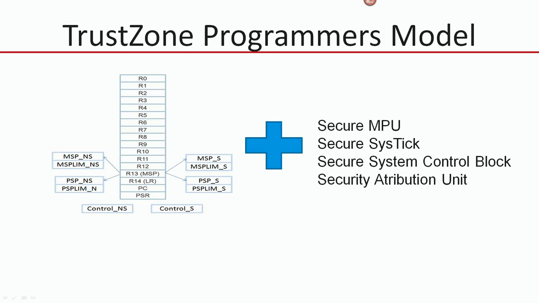In addition to the central register file, we also have an additional secure memory protection unit, a secure SysTick counter, a secure system control unit, and a new unit called the security arbitration unit, which is used pretty much like a memory protection unit to define regions of the device which are going to run in secure mode or non-secure mode.